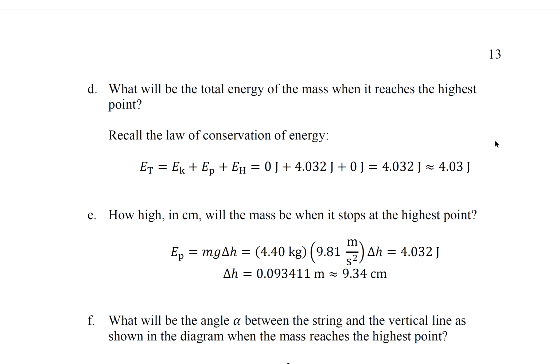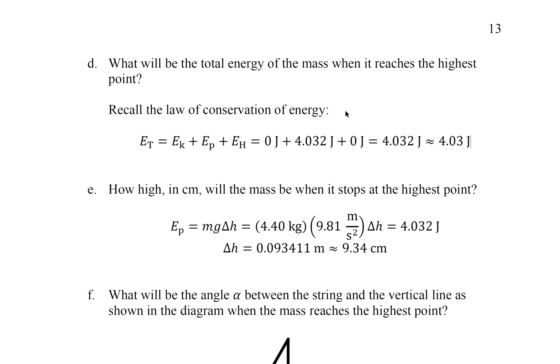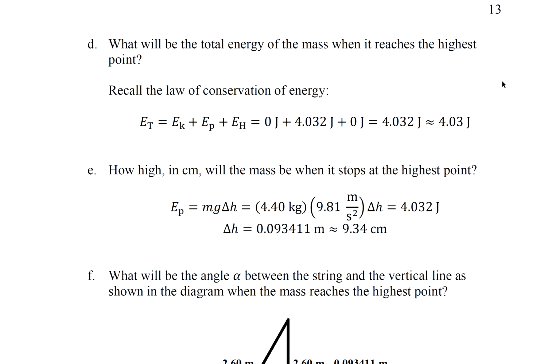Part D, what will be the total energy of the mass when it reaches the highest point? 4.03 joules. How high in centimeters will the mass be when it stops at its highest point? So we're going to set the total gravitational potential energy equal to 4.032 joules, mg delta H, and solve for delta H.